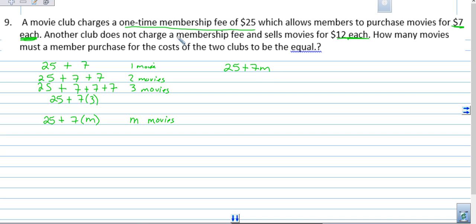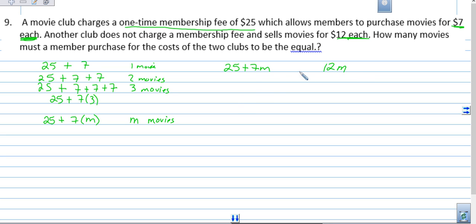And then the other movie club, they don't have a membership fee, but they charge $12 each. And if you look, it says $7 each here, and we did 7 times m. So that would be the same thing for the second movie club. So it would be 12 times m. And then they don't add a membership fee, so you wouldn't add anything to that.